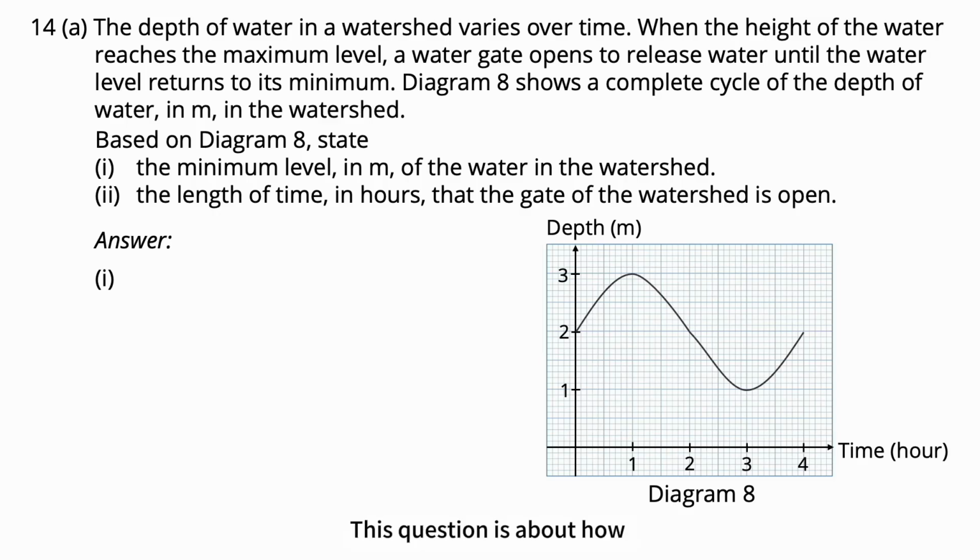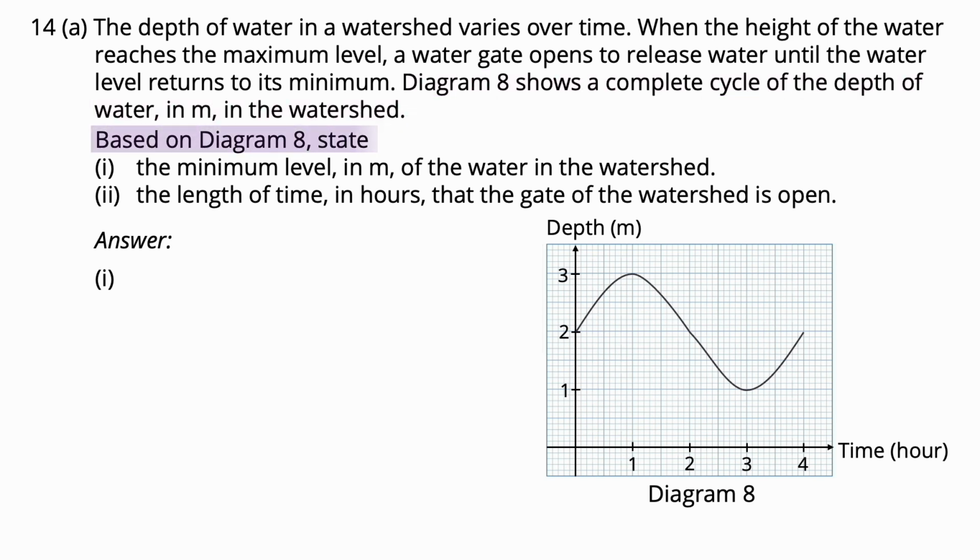A. This question is about how the depth of water in a watershed varies over time. The depth of water changes over time. When the height of the water reaches the maximum level, a water gate opens to release water until the water level returns to its minimum. Diagram 8 shows a complete cycle of the depth of water, in m, in the watershed.